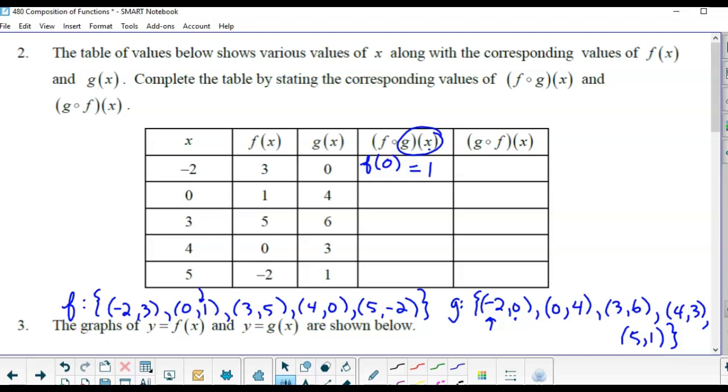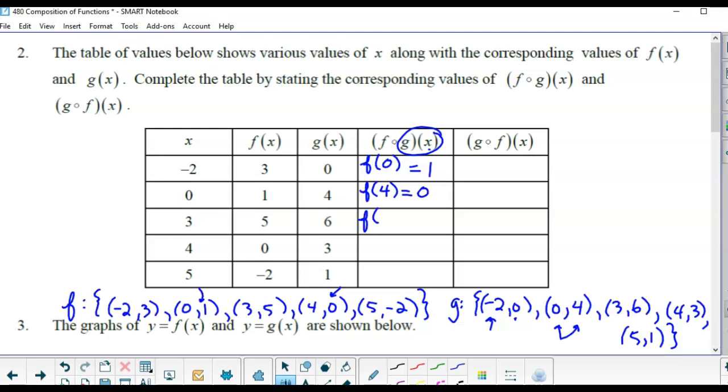So then the next one, this will be f of g of 0. So when x is 0, g is 4. So this is going to be f of 4. So now I want to look at when x is 4 and find f. That's going to be 0. Or you can look at g of 0 here. So the y value is 4. So f of 4, y value 0.